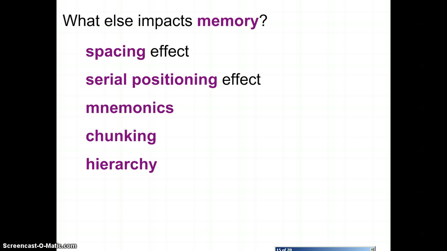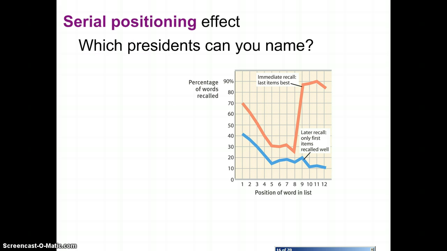Here are 5 specific items that impact memory: the spacing effect, the serial positioning effect, mnemonics, chunking, and hierarchy. The spacing effect is something we discussed at the beginning of class when we talked about study strategies. Semantic memories, like knowledge or parts of a neuron or battles in the Civil War, are better encoded if you rehearse them 10 minutes every day for a week, rather than 60 minutes in one day.